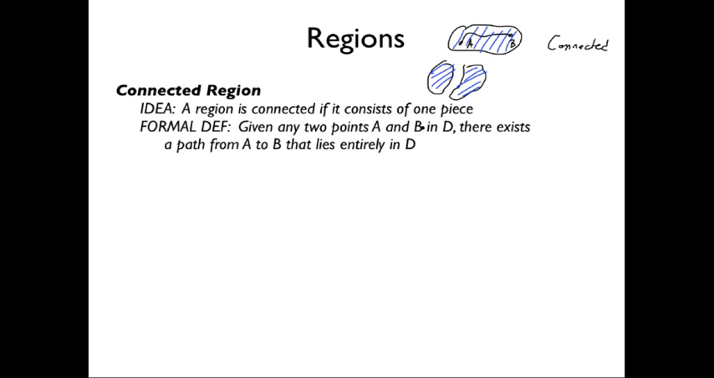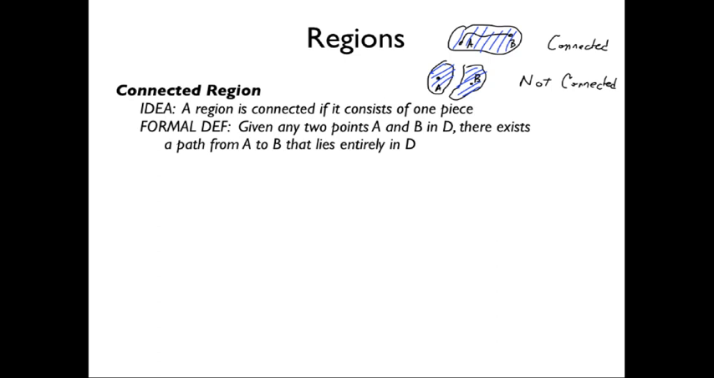Now what about this? This is not connected. Do you see how it violates the definition? Is there a way I could pick an A and a B so that I can't find a path from A to B that stays in the region? How would I do that? A here, and then B here. If I pick A there and B there, then there's no way I can draw a path from A to B that's entirely in the region, right? I have to leave it and come back in. So that's why that's the formal definition for a connected region.